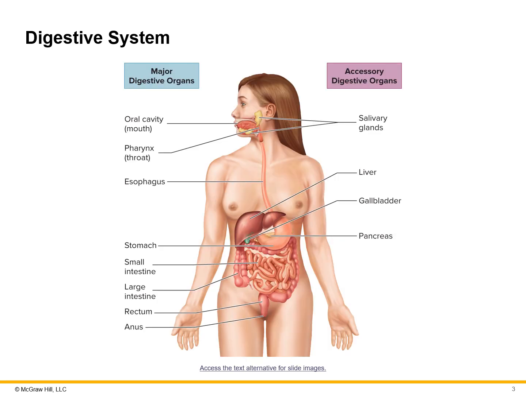So if we look at the major digestive organs, again, mouth, pharynx or the throat, esophagus, stomach, into our small and large intestines, then to the rectum and then out through the anus. Whereas we have several accessory organs like salivary glands, again, our liver and gallbladder that are especially helpful for digesting lipids, as well as the pancreas.